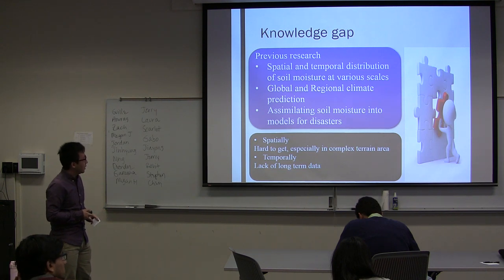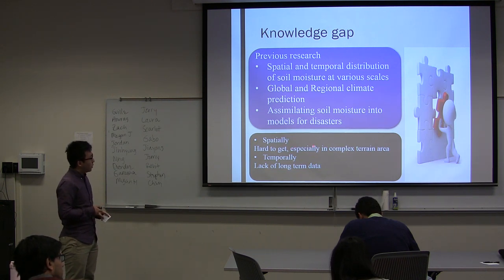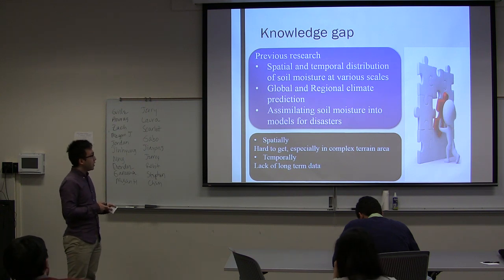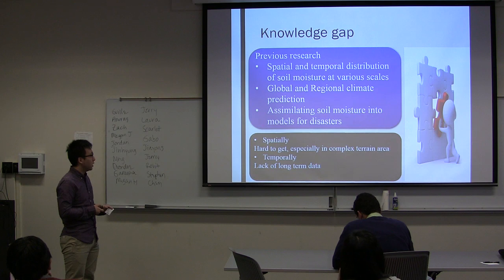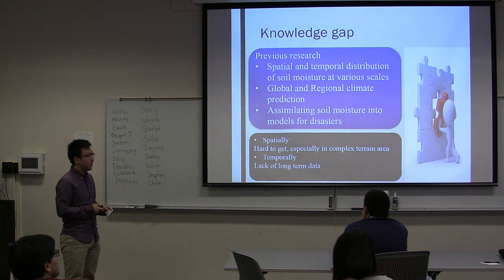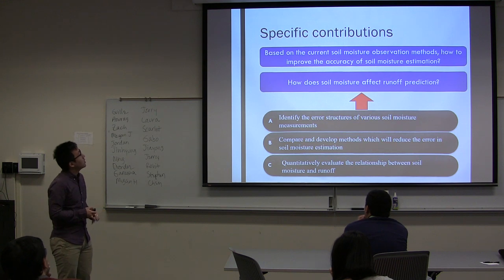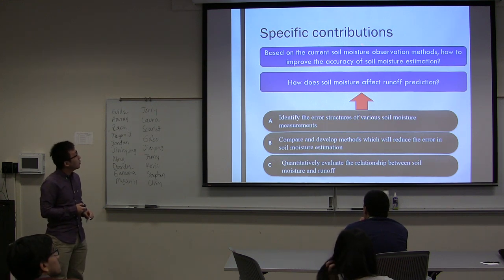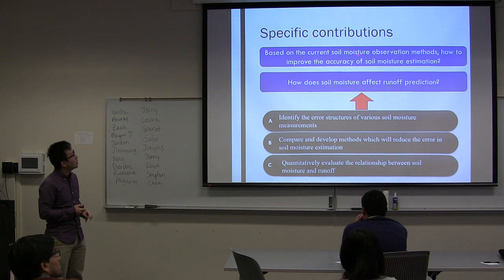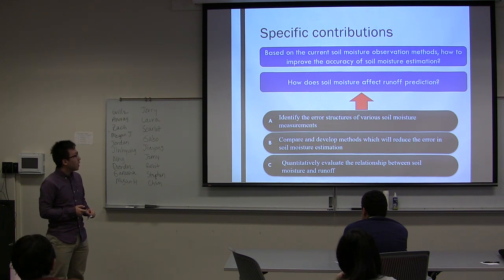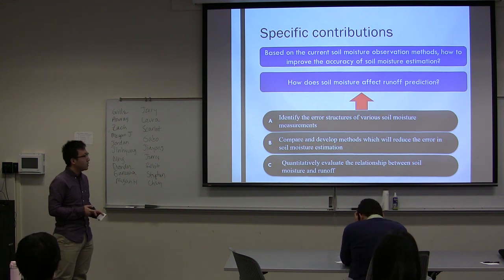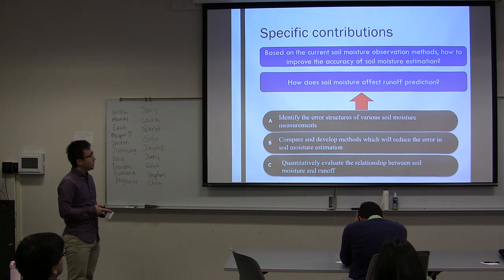So the knowledge gap here mainly focuses on the spatial and temporal ones. Spatially, as they mentioned before, it's hard to get the data in complex areas, and temporally, the soil moisture measurement only began several decades ago, several tens of years, so there's a lack of long-term data. My specific contributions might be the research answering two research questions. The first one is, based on the current soil moisture observation methods, how to improve the accuracy of soil moisture estimation. Especially, there are now three ways to get the soil moisture data. One is in-field observations, the other is remote sensing, and another is modeling.